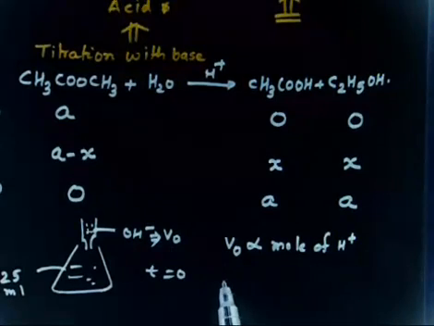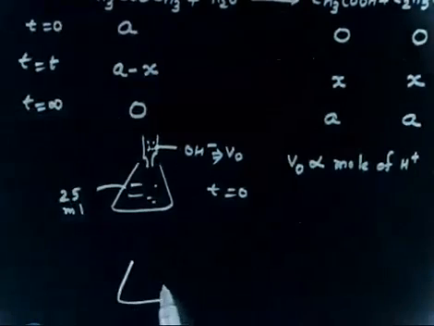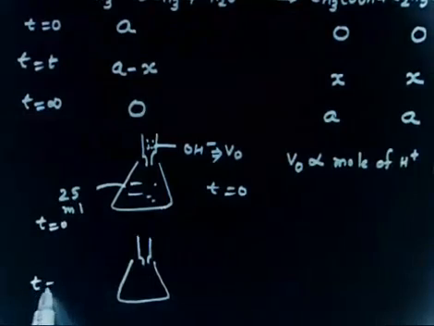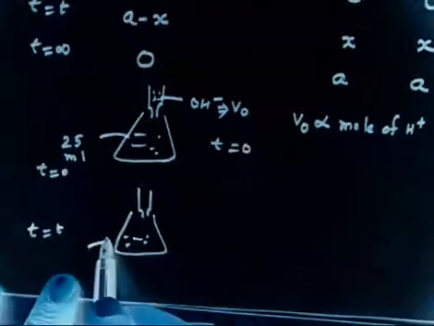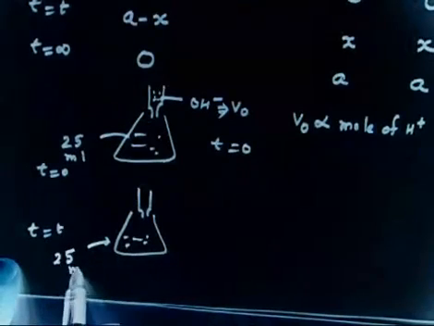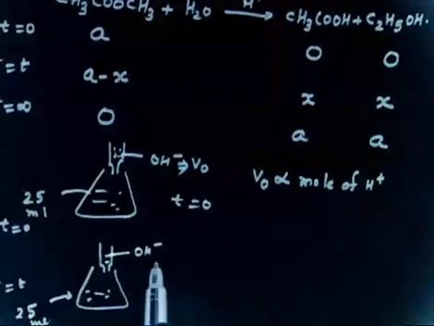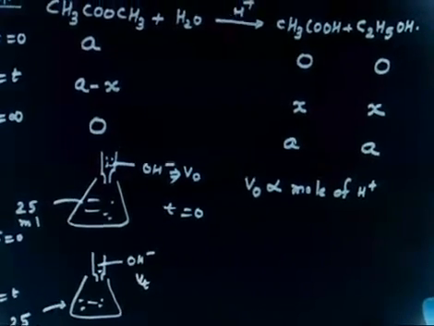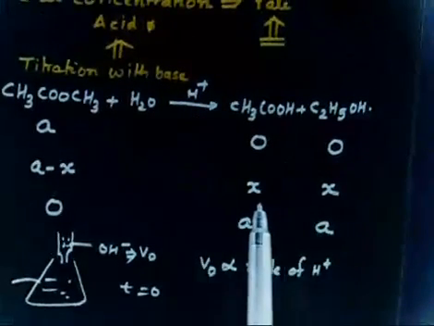Let us say t equals t time. If I do the same experiment again at t equals t time, what I do is take again a 25 ml sample of this mixture. If I titrate this solution with NaOH, this time let us say the volume of NaOH required is Vt. Are you getting it? So this time what am I going to titrate? I am going to titrate this acid as well as this X, that is acetic acid.